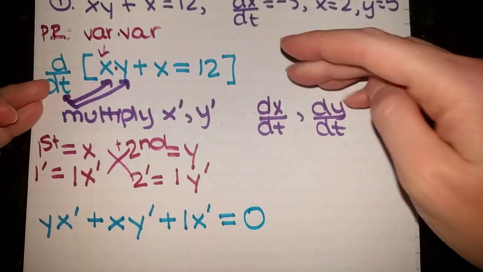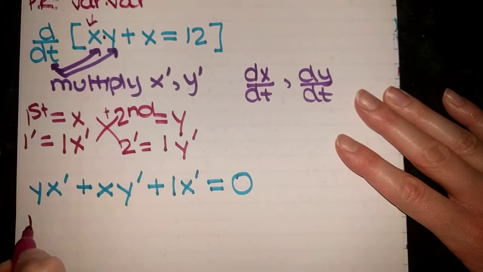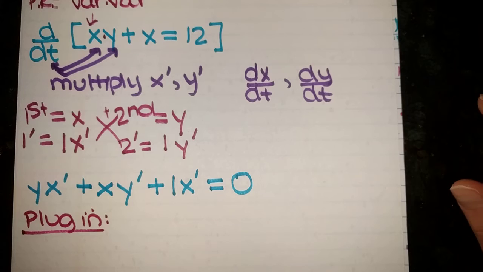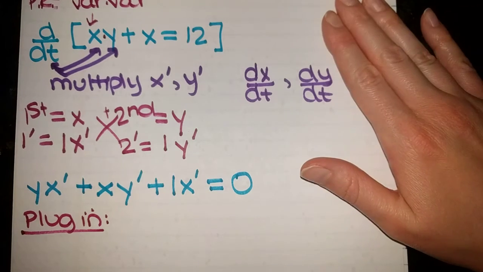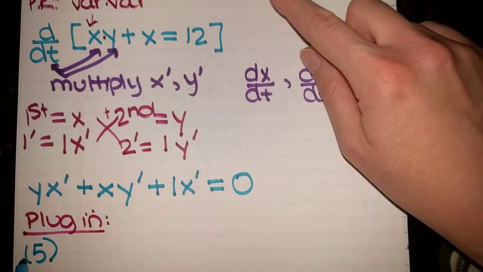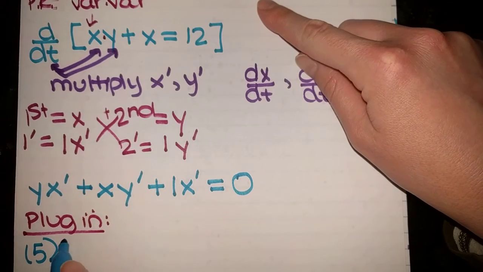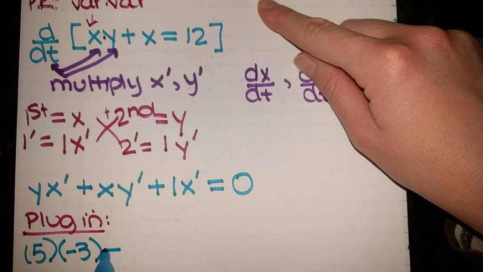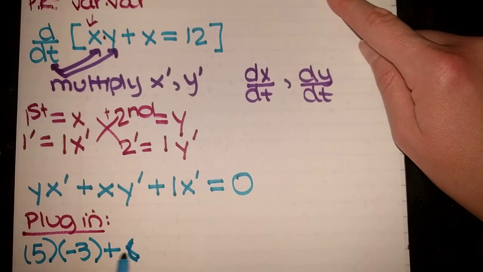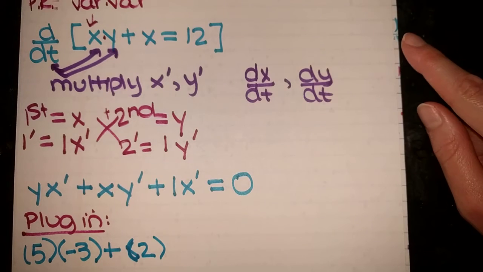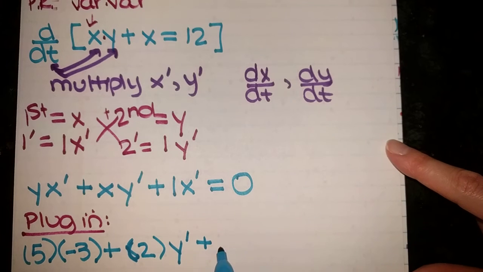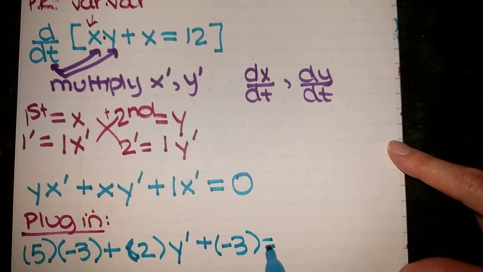Now, once you take the derivative, you are going to plug in any quantities that you know. When you look at this question at the very top, they told you that y was equal to 5, so we'll plug that in. They told us that dx dt, which is our x prime, is equal to -3. They told us x was equal to 2, so let's plug that in. They didn't tell us y prime.